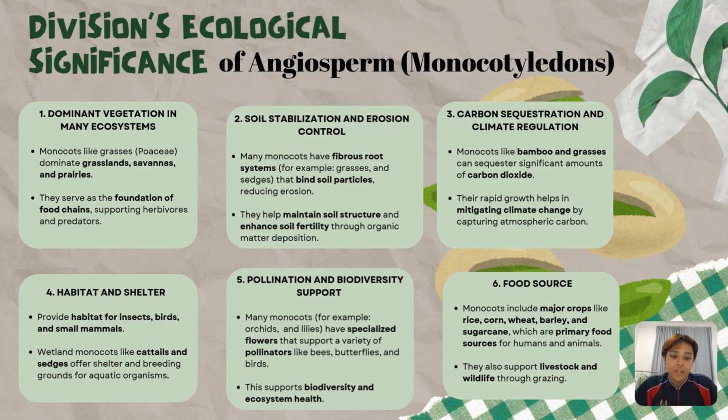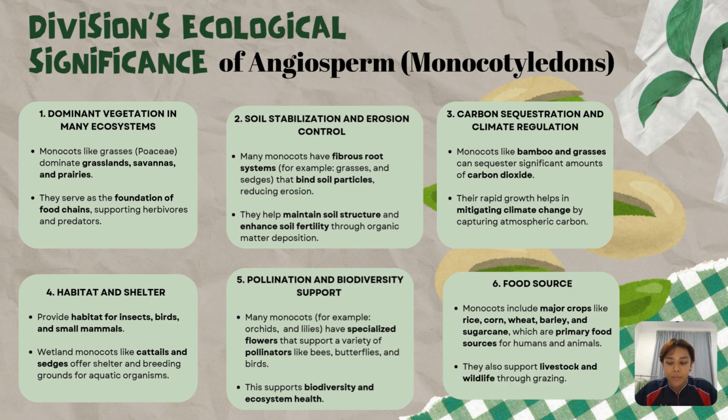Number 3 is carbon sequestration and climate regulation. Monocots like bamboo and grasses can sequester a significant amount of carbon dioxide. Their rapid growth helps in mitigating climate change by capturing atmospheric carbon.